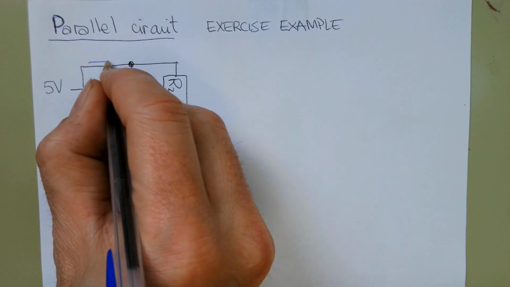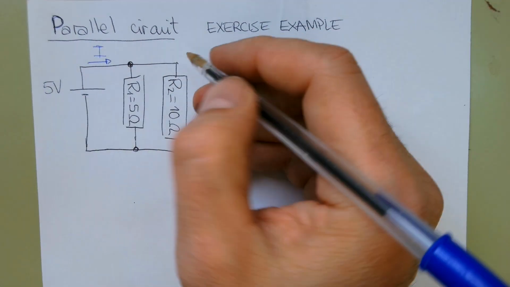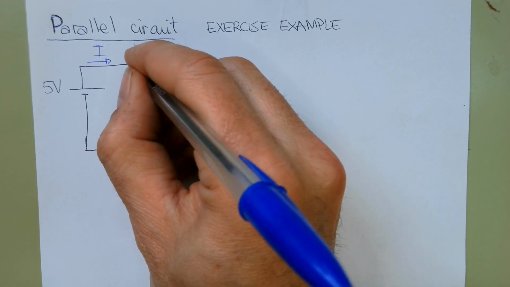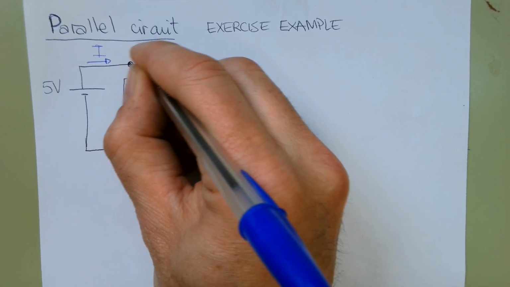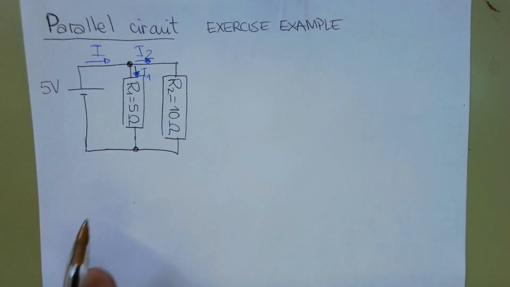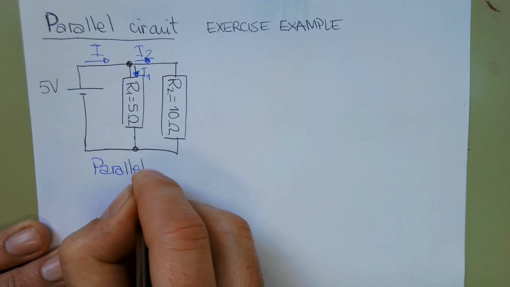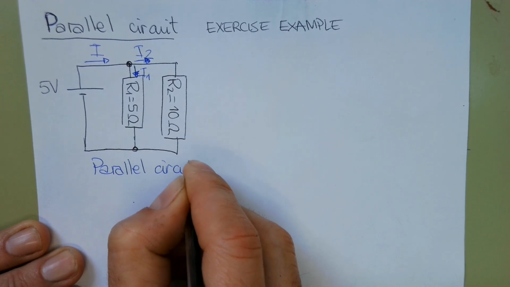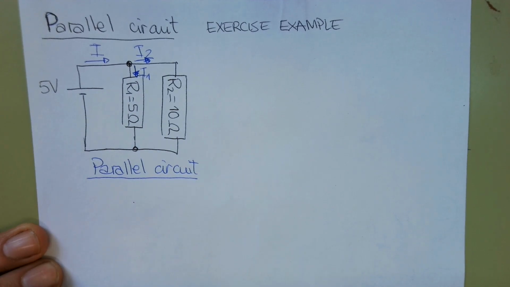So the current leaving the battery, which is current without a number, is going to be split in current number one this direction and current number two this direction. So this is a parallel circuit. Start the exercise always writing the type of circuit and then the equations.